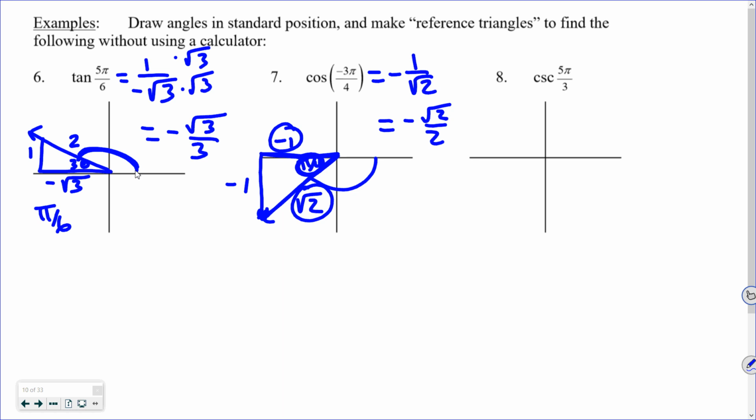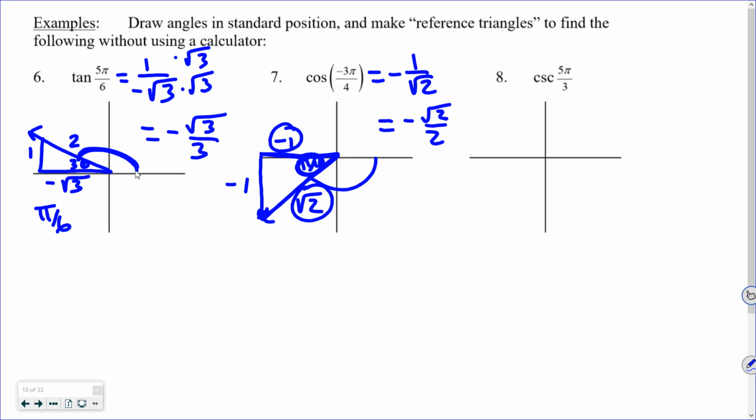Cosecant of 5 pi over 3. Sometimes when we see the cosecant, we panic. Don't panic. Just draw the triangle again, and then we'll figure out what the angle is. We'll label our sides, find the right triangle that fits it, and the very last thing we'll do is worry about the cosecant. So 5/3 pi.